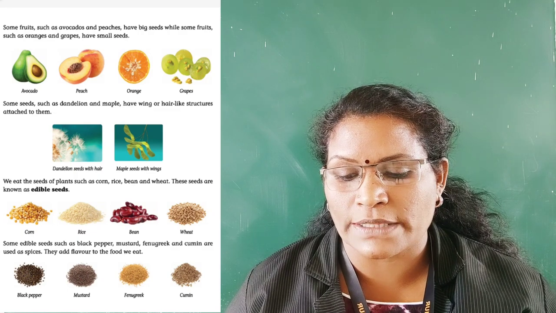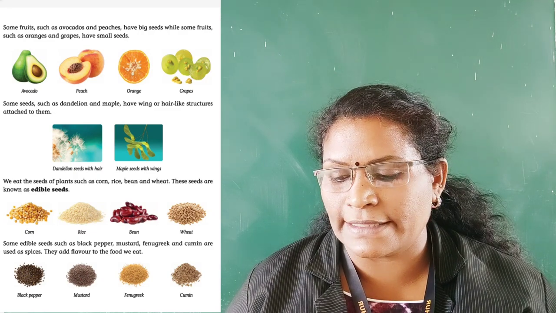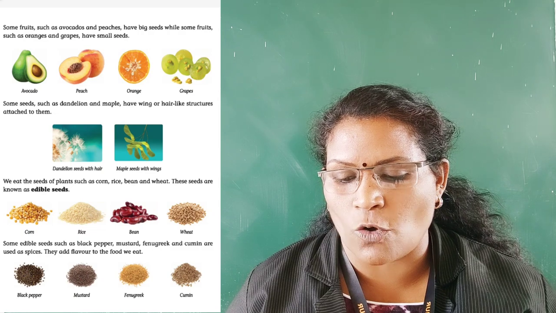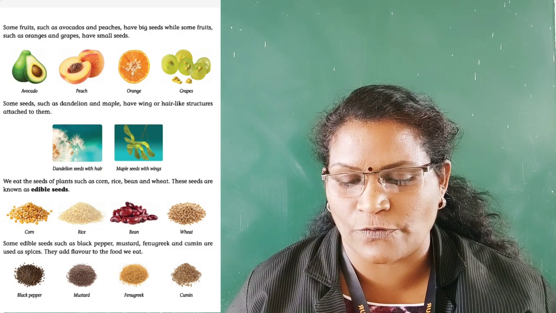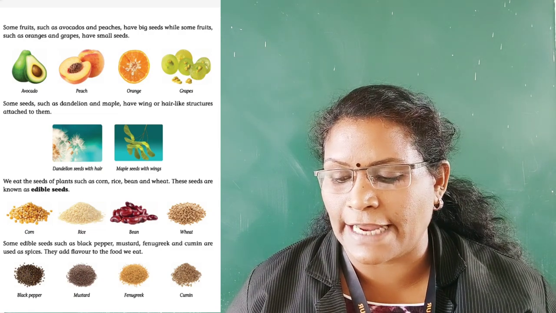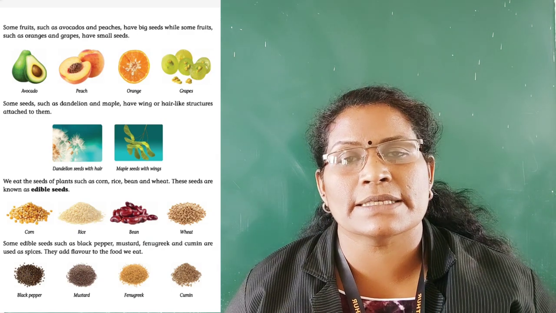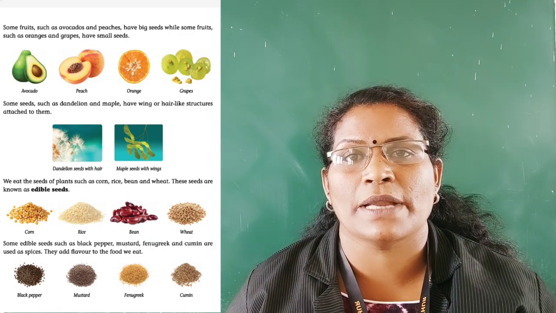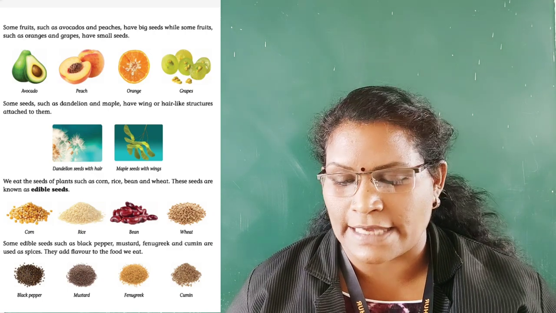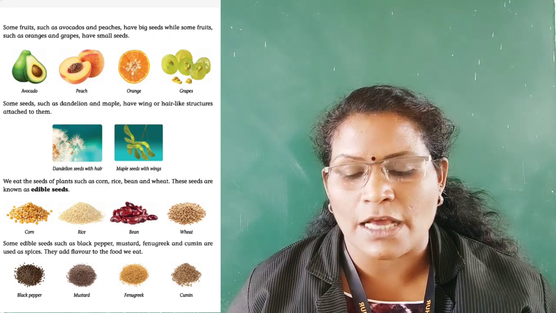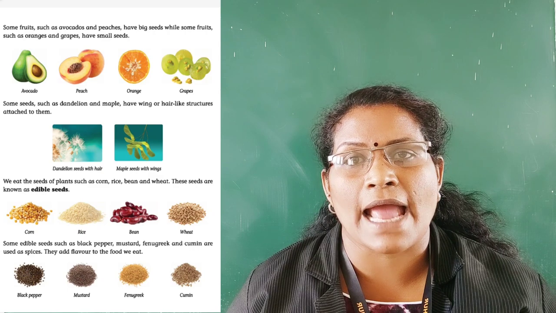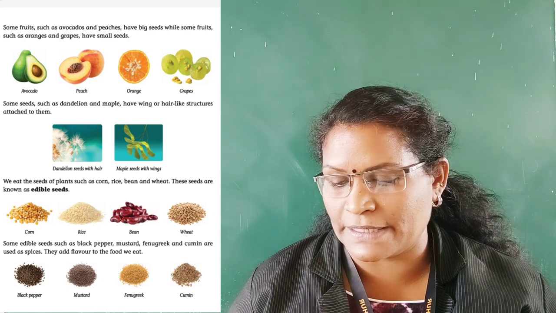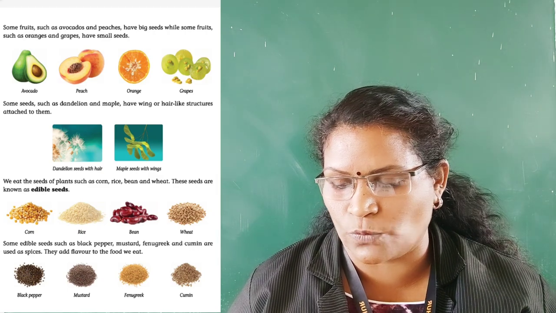Maple seeds with wings. We eat the seeds of plants such as corn, rice, bean and wheat. These seeds are known as edible seeds. Some seeds are edible. We are eating those seeds, and examples are corn, rice, bean and wheat. You can see the picture here: corn, rice, bean, wheat.